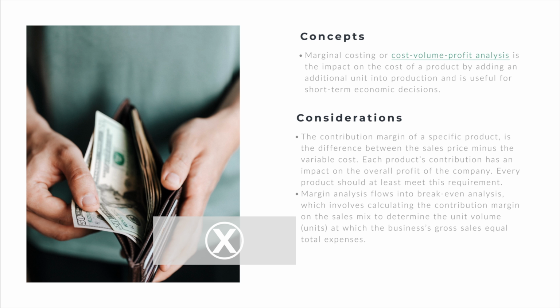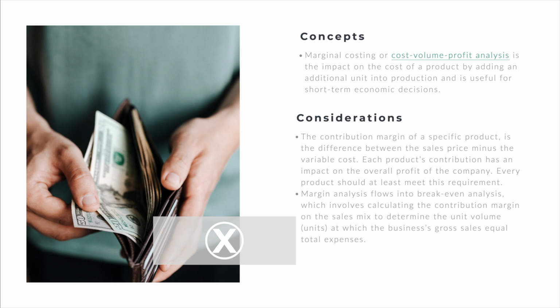Now let's talk about a very important concept on the management accounting side, and that is to determine from a marginal costing perspective the CVP analysis, which is the impact on the cost of a product by adding additional units of production, and it is useful for short-term economic decision making. So what are some of the considerations? The contribution margin of a specific product is the sales price minus the variable cost. Each product's contribution has an impact on the overall profit of the company, and every product should at least meet this requirement.